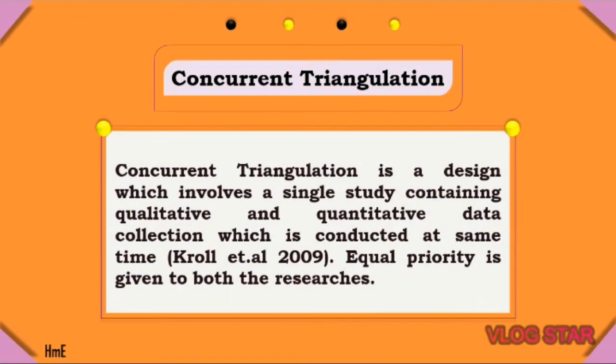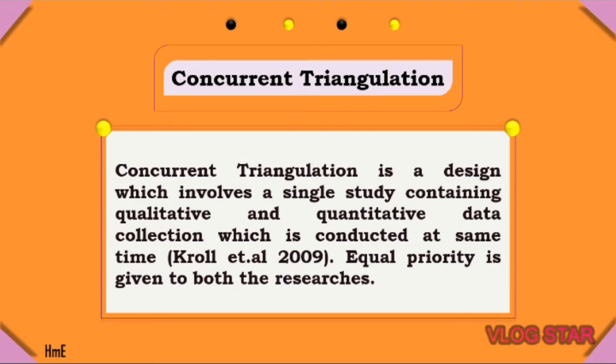So it's concurrent triangulation, and the definition is: concurrent triangulation is a design which involves a single study containing qualitative and quantitative data collection, which is conducted at the same time, and equal priority is given to both the researchers. This is the most common and well-known approach of mixed method.